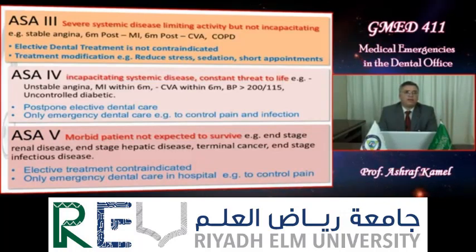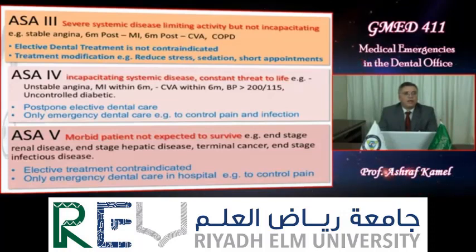ASA 3 is a patient having severe systemic disease, limiting activity but not incapacitating, like stable angina, 6 months post myocardial infarction, or 6 months post cerebrovascular accidents, or COPD. Elective dental treatment is not contraindicated, but we need to do treatment modification like reducing stress, sedation, short appointments.